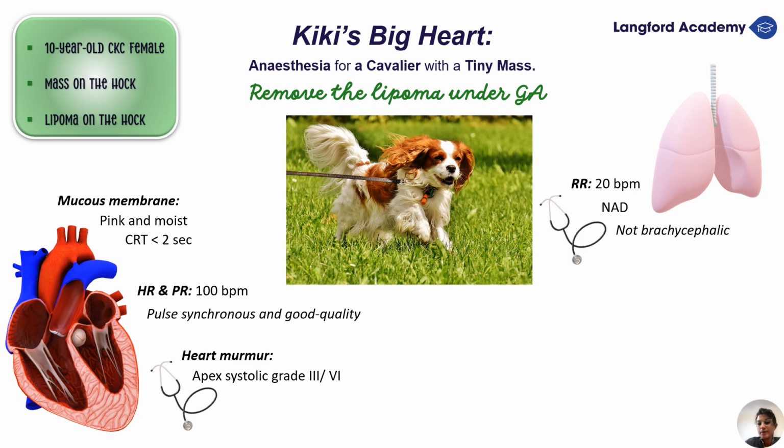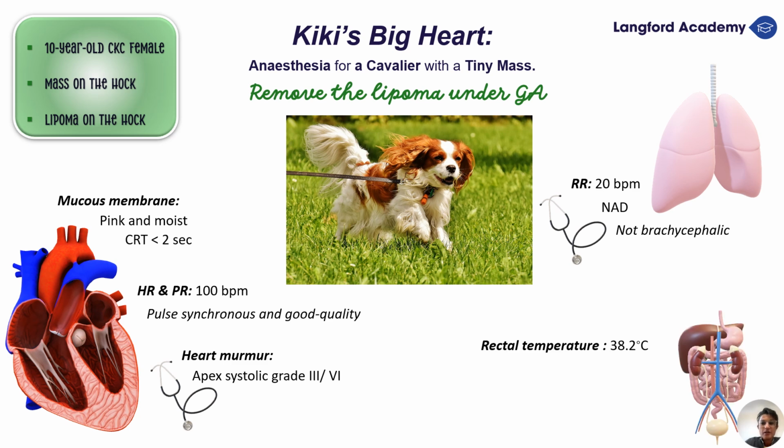there is nothing on the auscultation of the lungs, and the patient is not brachycephalic. The rectal temperature is normal, but she's a bit anxious. And her pain score is 2 out of 24.